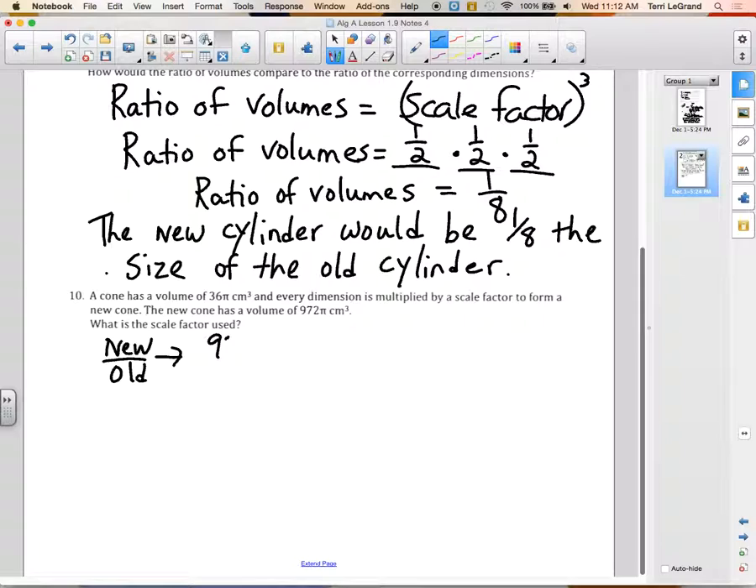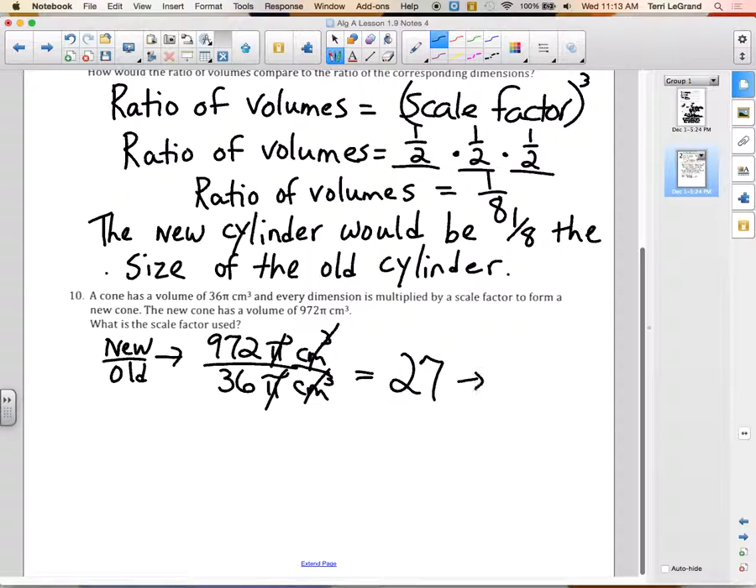So we're going to put 972 pi. And by the way, we could put the centimeters cubed also, but we're going to see what's going to happen. 36 pi centimeters cubed. Does anything cancel out here? Pi. Pi's do. Centimeters cubed do. So we're going to get our ratio of volumes right now. What is our ratio of volumes? 972 over 36. Yeah, whatever 972 over 36 is. 27? Okay. We just found our ratio of volumes, okay?